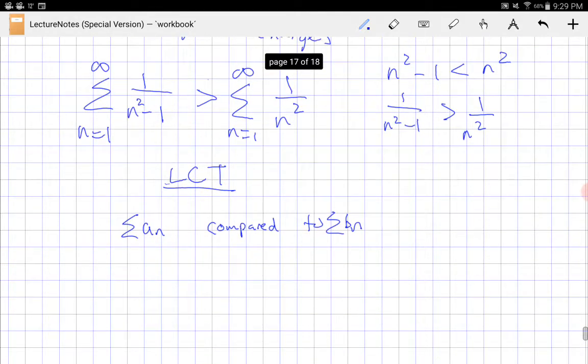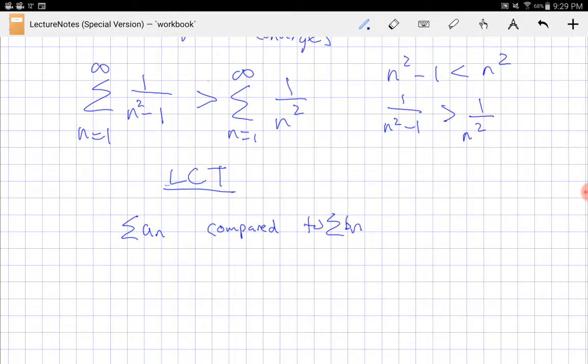How we compare this is, instead of comparing with greater than or less than, we say that if b_n converges and a_n is some multiple or some factor of b_n, then a_n will also converge. Alternatively, if b_n increases unbounded and a_n is some factor or multiple of b_n, then a_n will also diverge.